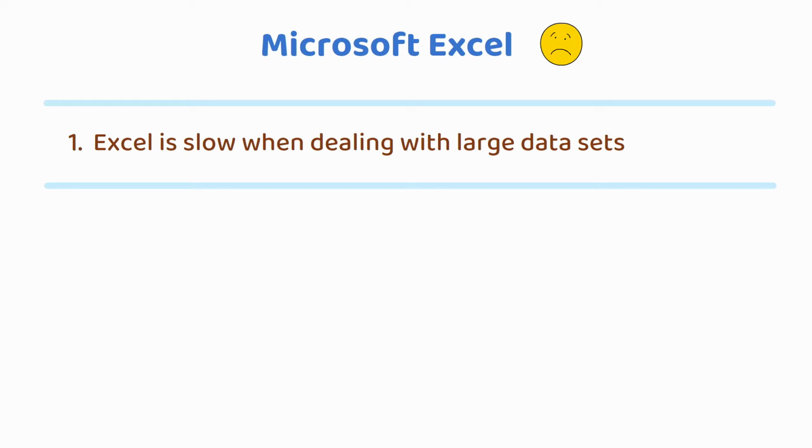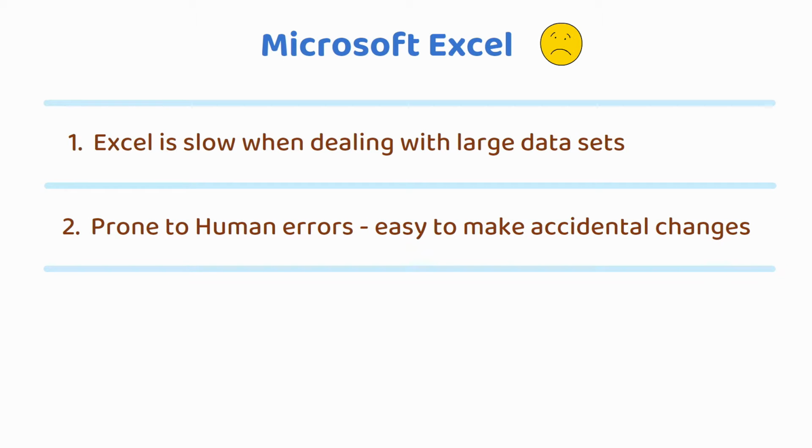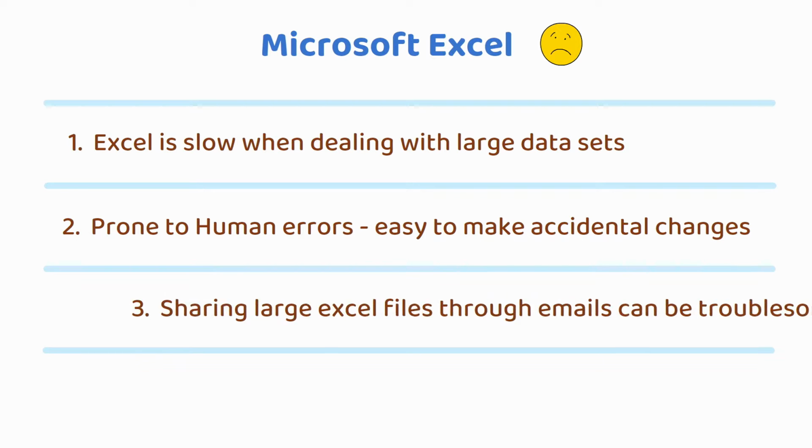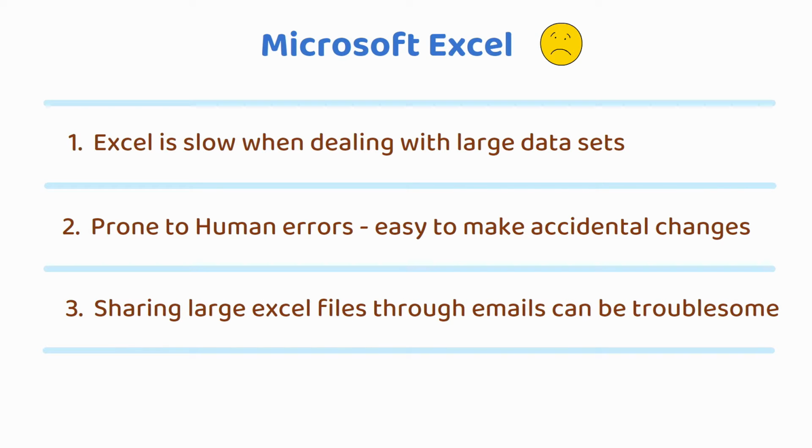Excel can be very slow when dealing with large data sets. It's prone to human errors, very easy to make accidental changes. In Excel, it's easy to corrupt data since we do manual calculations and add formulas to the same sheet which has the data. Sharing large Excel files through emails can be troublesome because Excel files with lots of columns and rows and lots of formulas can really grow in size.